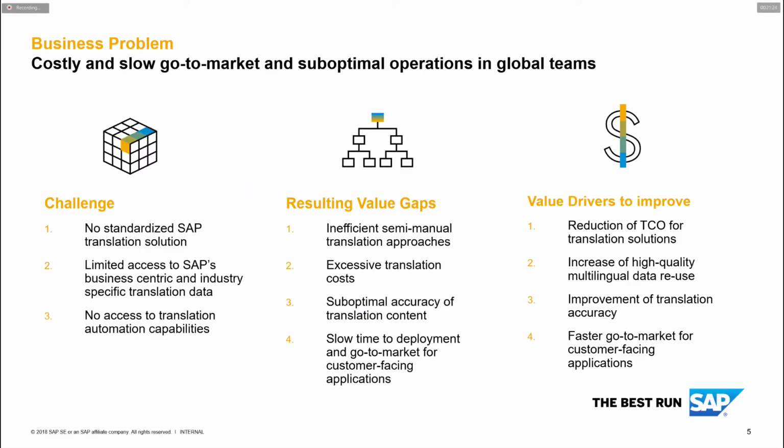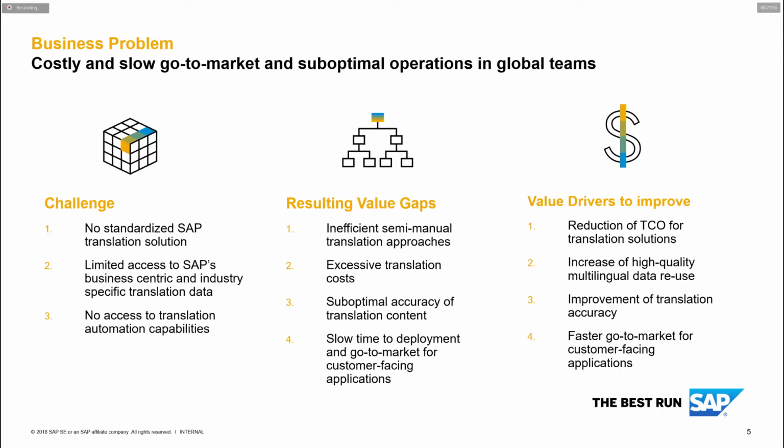Let us please first have a look into the business problems and translation challenges SAP Translation Hub is solving. The biggest challenges in the past have been that there was simply no standardized translation solution for customers and partners available, which could solve both their ABAP-specific and non-ABAP-specific extensibility translation challenges.